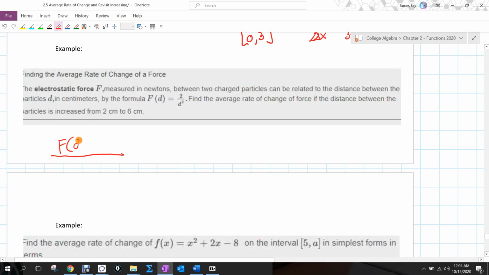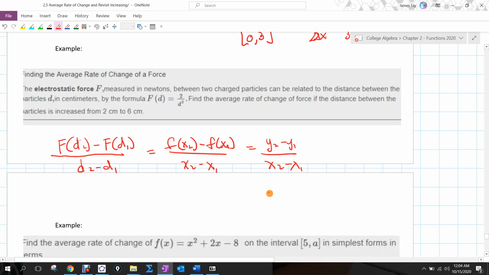Alright, so all I've got to do, this is the idea, is we're going to find F of d2 minus F of d1 divided by d2 minus d1. And all that is, it's the same as F of x sub 2 minus F of x sub 1 over x sub 2 minus x sub 1, or y2 minus y1 over x2 minus x1. Okay, it's my output difference divided by my input difference. So I've got to evaluate. I got to figure out what those are here. So we'll have d2. I'm going to use that formula there. So I'll just erase the other two.